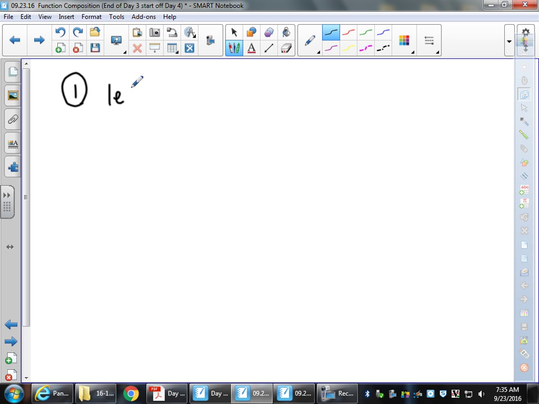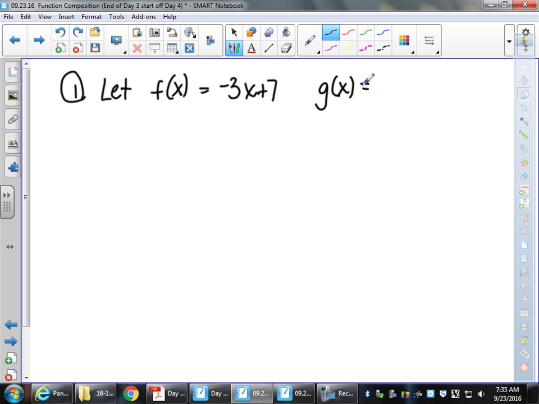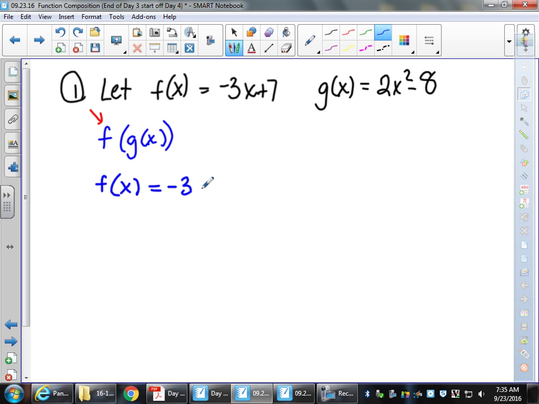Number 1 said, let f of x equal negative 3x plus 7, g of x equals 2x squared minus 8. Good? Okay. First, we're told find and simplify f of g of x. What is my guide? What's my starting function on this? F. So let's write that first, literally as a guide to know what we're going to do next. So f of x equals negative 3x plus 7.